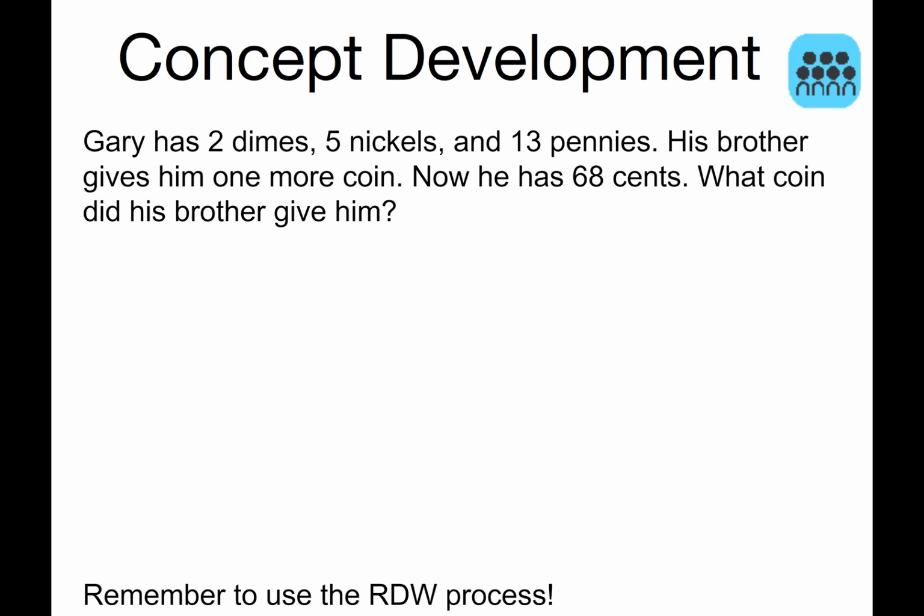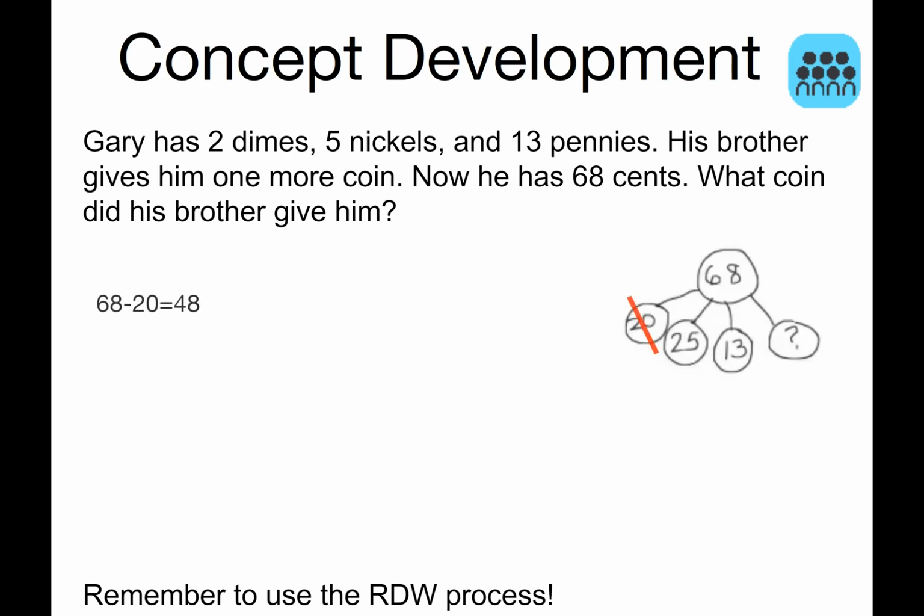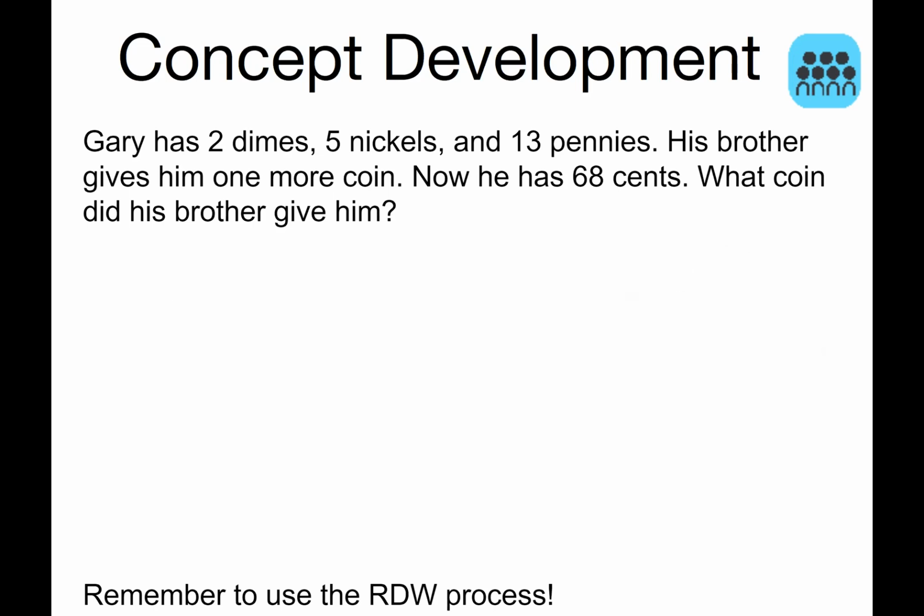We know that our dimes are 10, so we have 10 plus 10 equals 20, plus 5 nickels. 20 plus 5 is 25, 30, 35, 40, 45, and then 13 pennies. Well, what's 45 plus 13? We can split 13 into what? 10 and 3. 45 plus 10 equals 55, plus 3 equals 56, 57, 58. So we know that he has 58 cents to start.